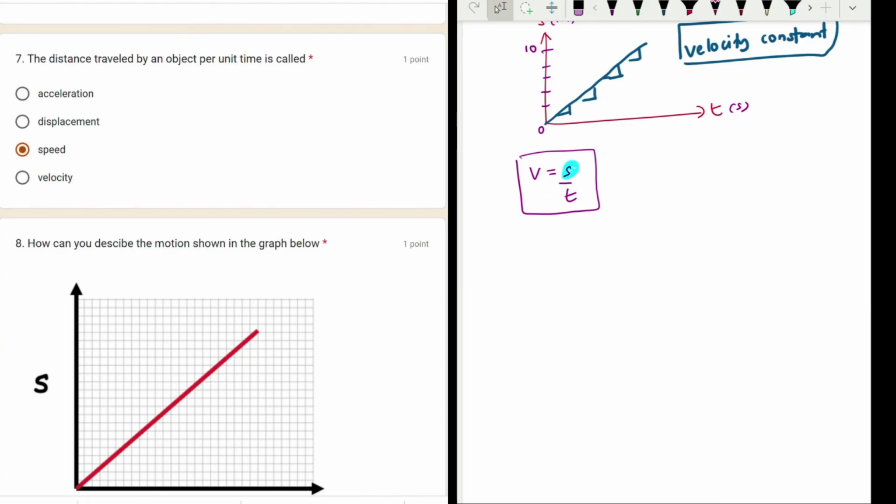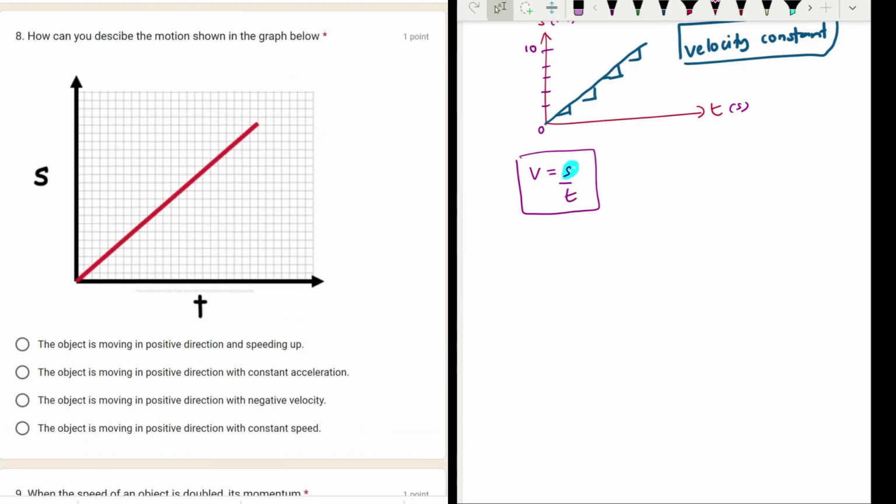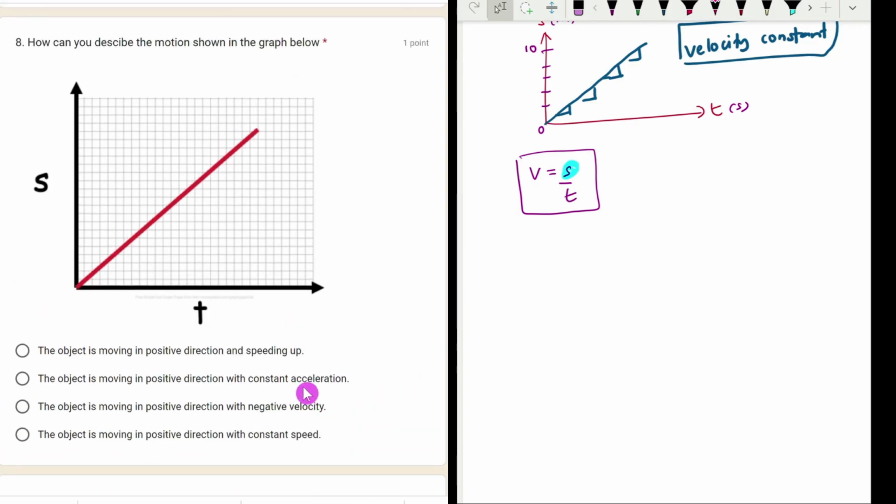Boleh? Okay. Next. How can you describe the motion shown in the graph below? So this is the graph S against T. Okay, means that the object is moving in positive direction. But adakah dia speeding up? Tidak. Sebab kalau kita tengok straight line graph, gradient of the graph akan bagi you nilai velocity, right? Kalau ini kita nampak lah, the object is moving in positive direction with negative velocity. Salah, sebab ini adalah kecerunan yang positif.